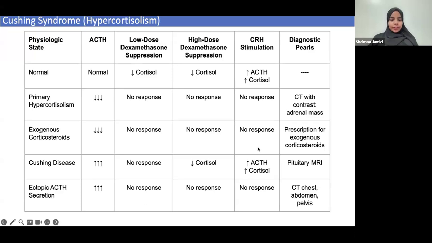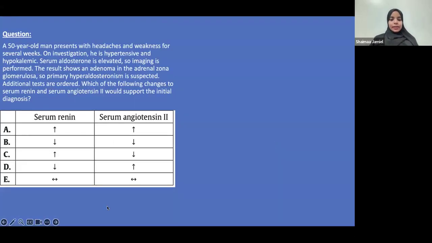So yeah, these are just the answers. Okay, so next question. A 50-year-old man presents with headaches and weakness for several weeks. On investigation, he is hypertensive and hypokalemic. Serum aldosterone is elevated. The result shows an adenoma in the adrenal zona glomerulosa. So primary hyperaldosteronism is suspected. Additional tests are ordered. Which of the following changes to serum renin and serum angiotensin II would support the initial diagnosis?